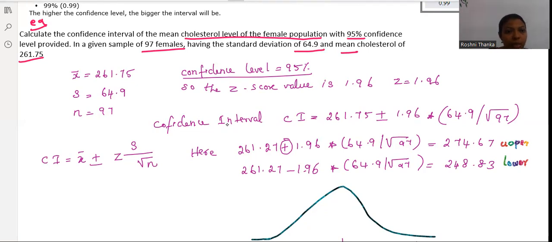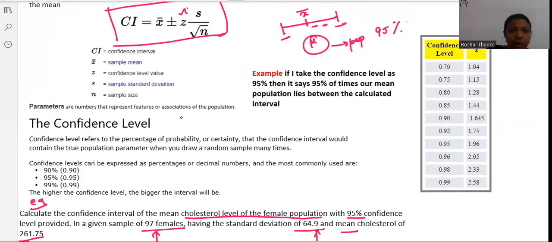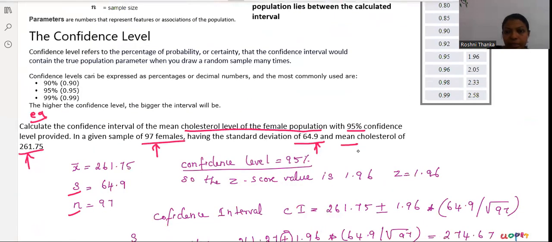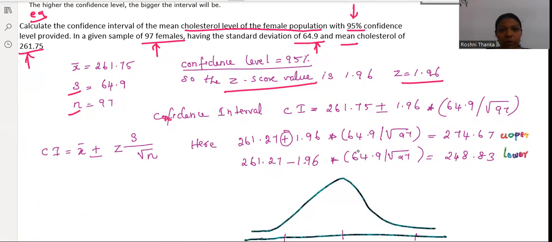So here, according to the question, x bar is already given, that is the sample mean. This is the standard deviation, that is also given here, and n is the number of samples taken, that is 95 females. So these are the terms we need for this calculation, and then we need to calculate a z value. So how will you find the z value? We know the confidence level. Here it is taken as 95%. If it is 95%, here you can see, then the z value is 1.96. So we know the z score value is 1.96. Using that value, we are going to calculate the confidence interval.